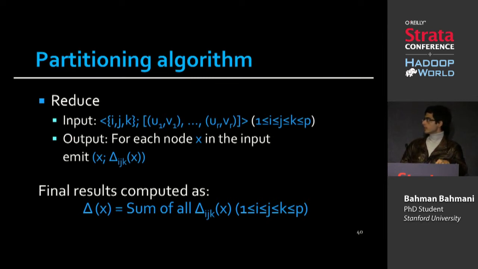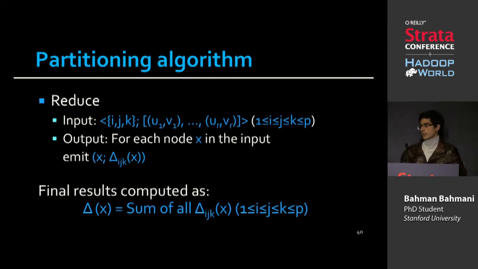And for each node x, it outputs delta sub ijk of x, which is the number of triangles incident on x in the subgraph formed by the union of the partitions Vi, Vj, and Vk. Okay, so that's what delta sub ijk of x is. And as we saw, each triangle is getting counted once and only once in this part. So the final result, the number of triangles incident at each node, is just the sum of the results that all of these reducers output. So we just sum them up.